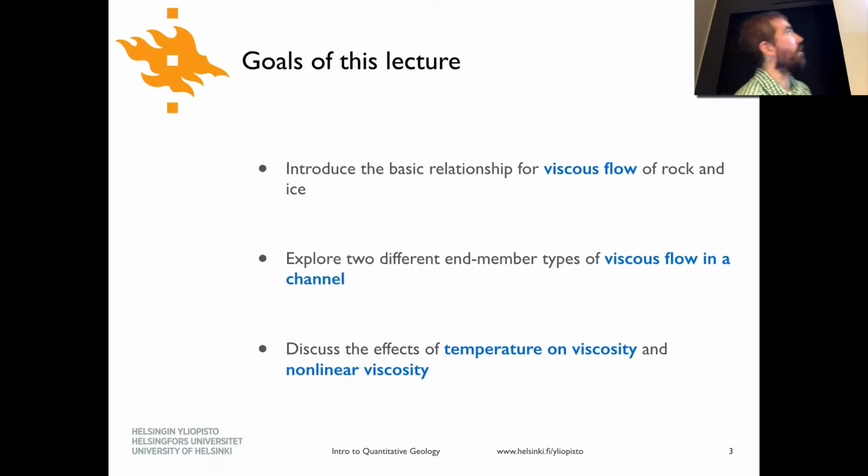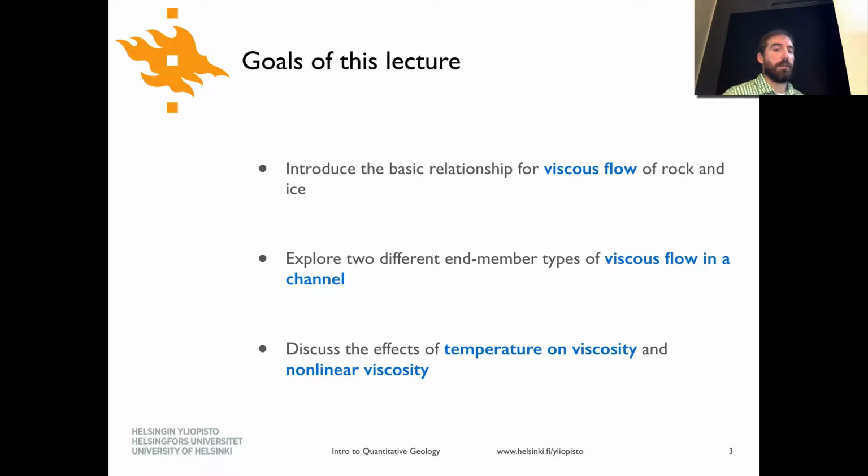So we can start with what our goals are for today, and that's basically to introduce the basic relationship for how viscous fluids flow. This is maybe not quite the same as the last 2 weeks because we're not introducing a specific equation. It's not like the diffusion or advection equation, but rather some set of equations for how viscous fluids behave. And we'll take a look at two end-member types of viscous flows, and you'll see what that means.